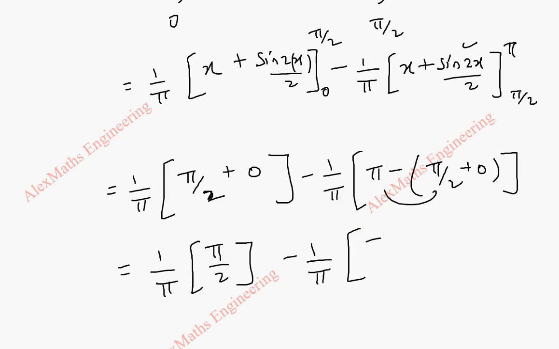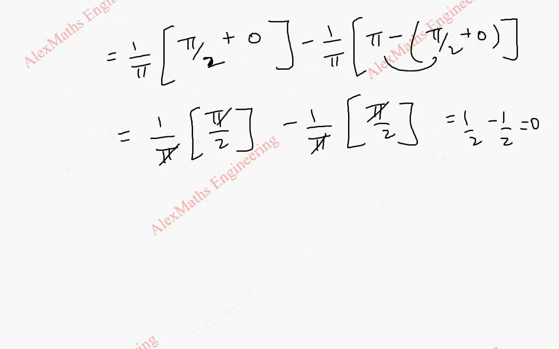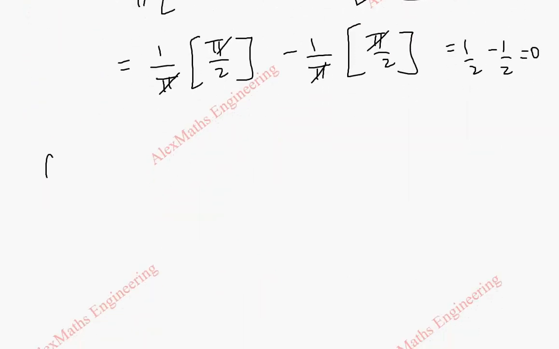and here pi minus pi by 2 is pi by 2 after taking LCM. So we can cancel this. This is 1 by 2, this is 1 by 2. 1 by 2 minus 1 by 2, which is 0. So a1 is 0.